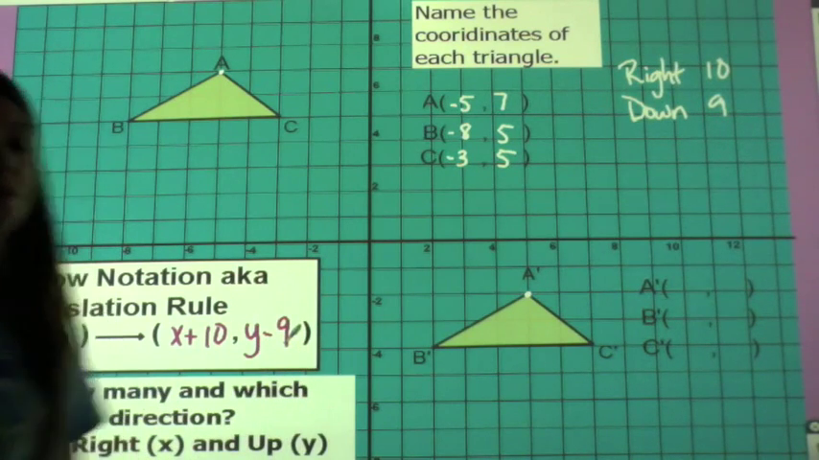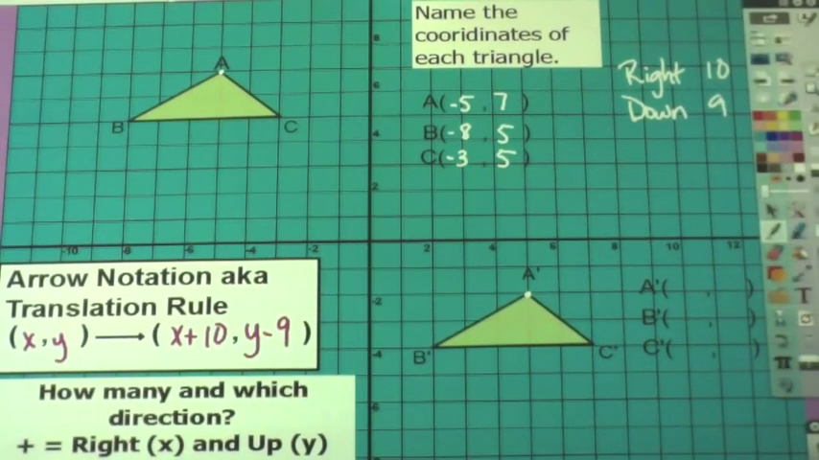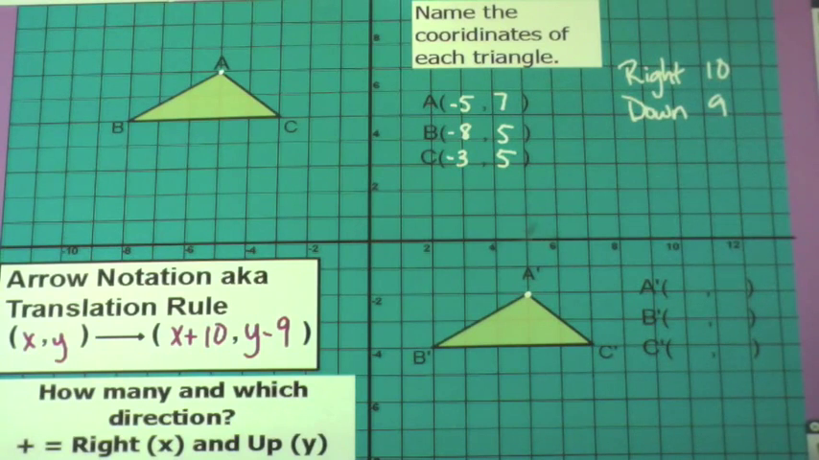And that's our rule. Okay, so to find the new points, A prime, B prime, C prime, there's two ways you can do it. You can either look at the graph and see where they are. So A prime is at 5, -2. Or mathematically, you can plug in your A into this rule, x plus 10, y minus 9, and you will get the same points. So A is -5. -5 plus 10 is 5. And y, 7. 7 minus 9 is -2.